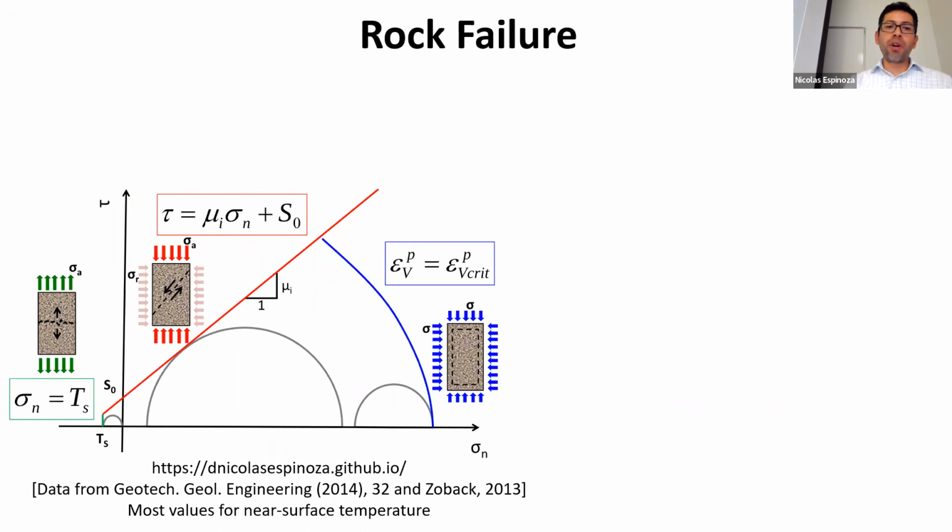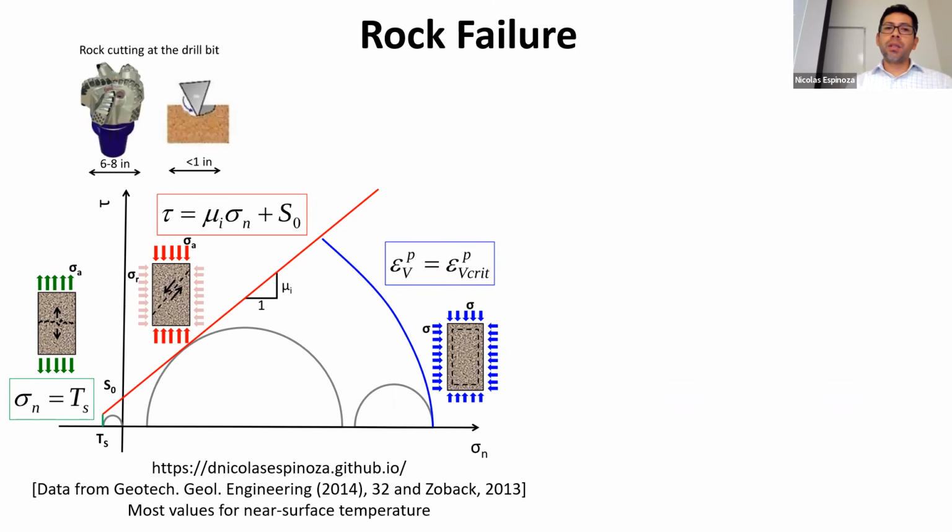Just closing the loop on rock failure and coming back to the Mohr circle. For example, if you were interested in drilling, you really have to fail the rock at the matrix level. And that is going to involve shear failure and tensile failure. And that's going to be the Mohr circle going into either this red line or the green line.